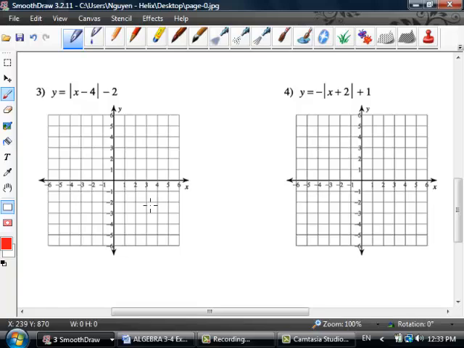Who can raise their hand? A couple of things happening. Joshua. Wouldn't it be 4 to the right and 2 down? 4 to the right and 2 down.